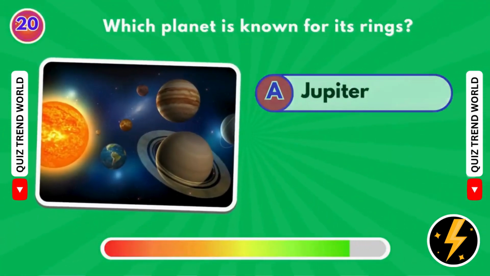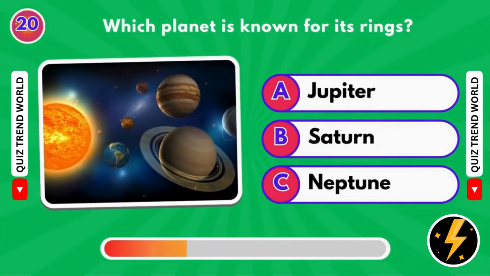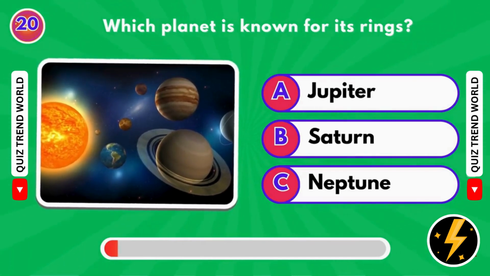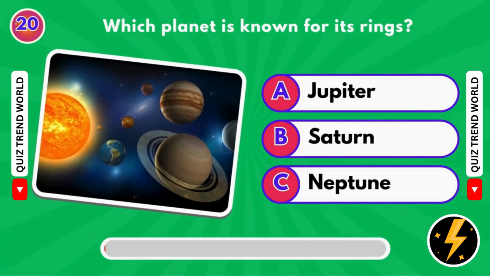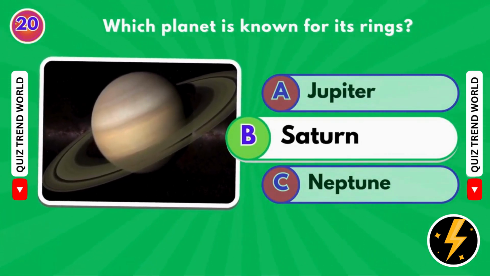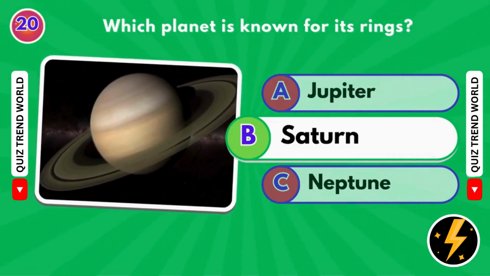Which planet is known for its rings? Jupiter, Saturn, or Neptune? Saturn. Saturn is not the only planet to have rings, but none are as spectacular or as complex as Saturn's.